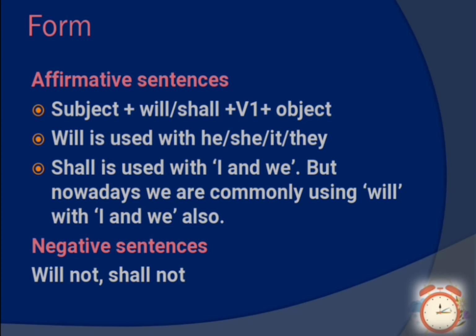Will is going to be used with he, she, it, and they. Shall will be used with I and we. But nowadays, we are commonly using will with I and we also. For the negative sentences, we will add not after will and shall.